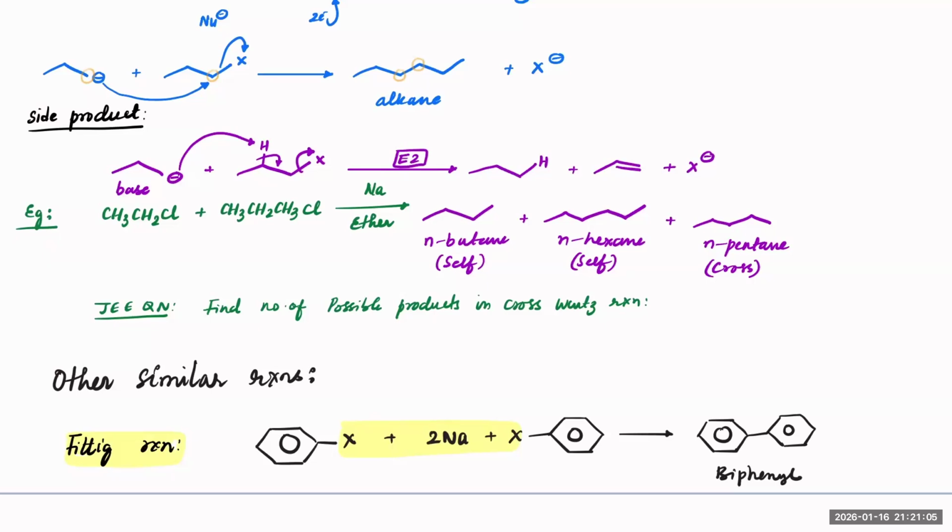But which one is major? We cannot say that one is major over the other. Correct? All three are equally probable products. So we can't say one is major over the other.